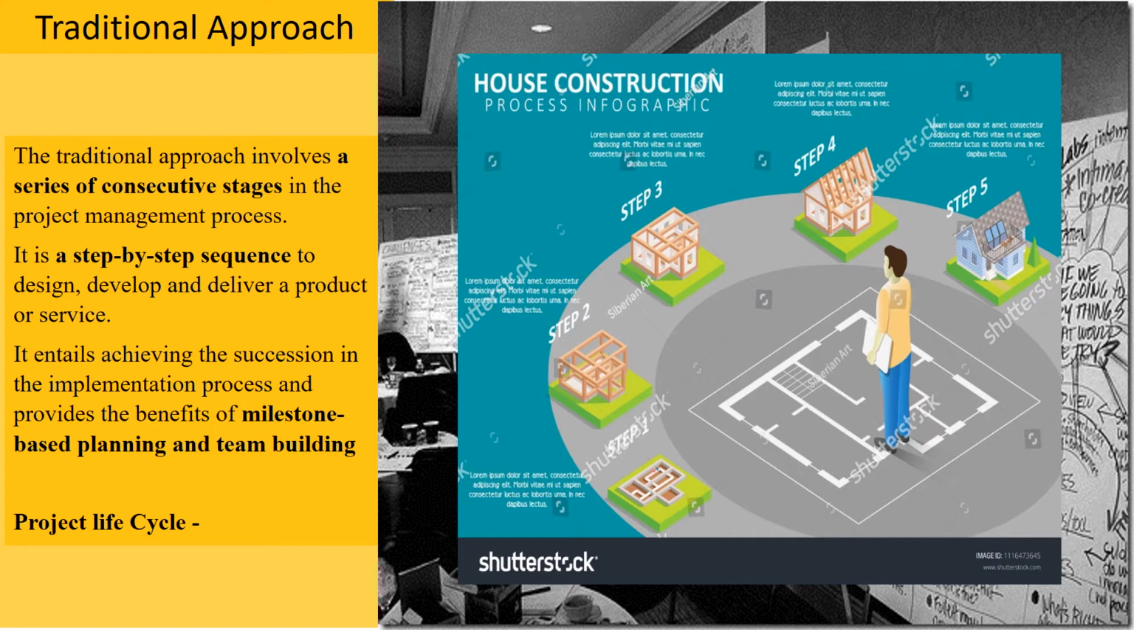So this traditional approach involves a series of consecutive stages in the project management process. It's a step-by-step sequence to design, develop, and deliver a product or service. It entails achieving the succession in implementation process, and provides the benefits of milestones, planning, and team building. So this is based on the project life cycle. The project life cycle will be based around this: stage 1, 2, 3, 4, 5.